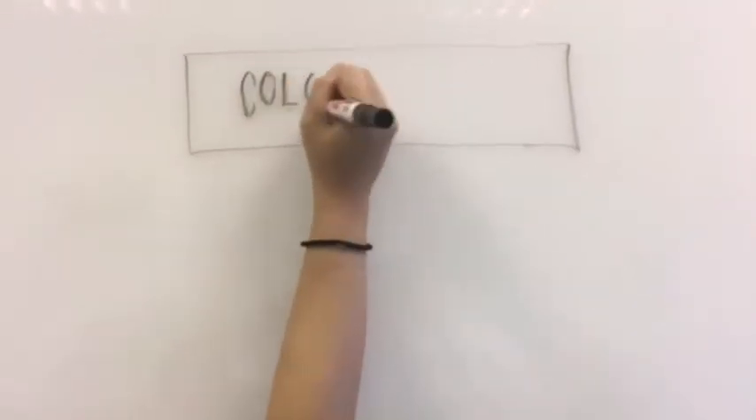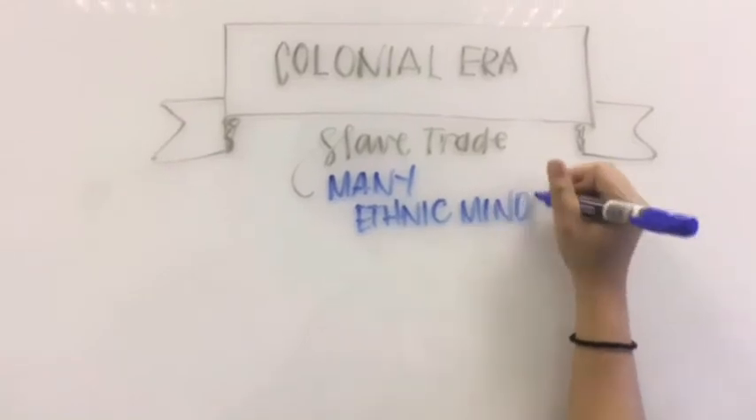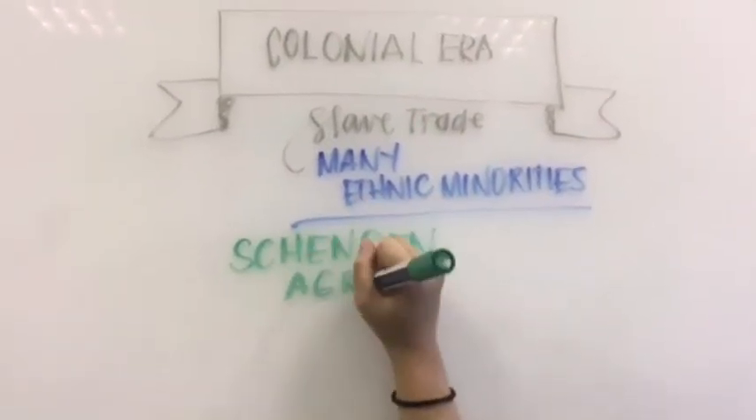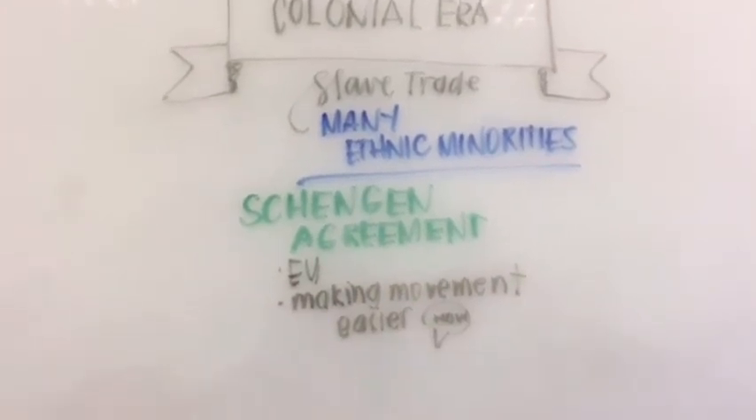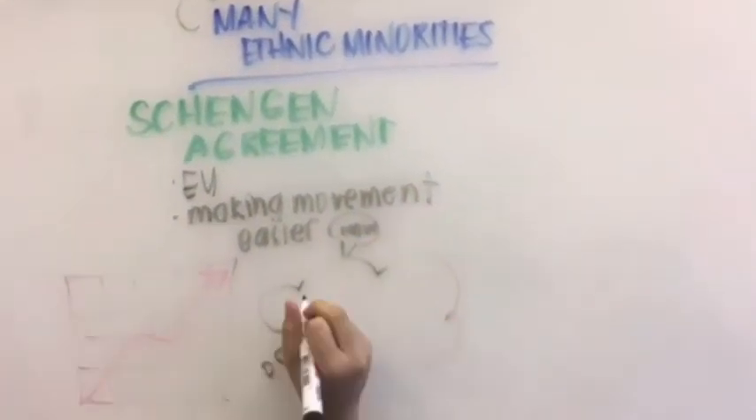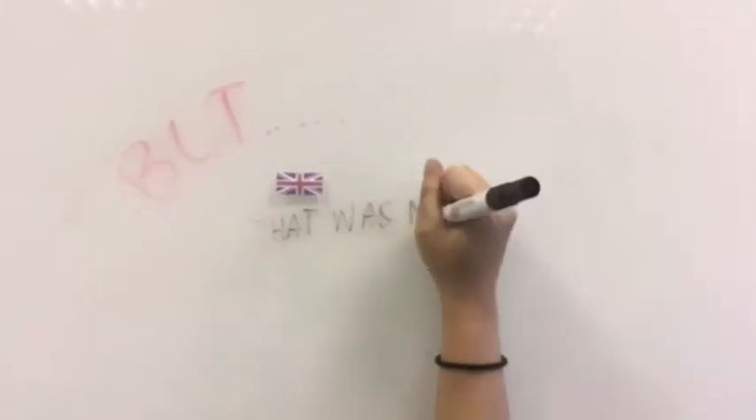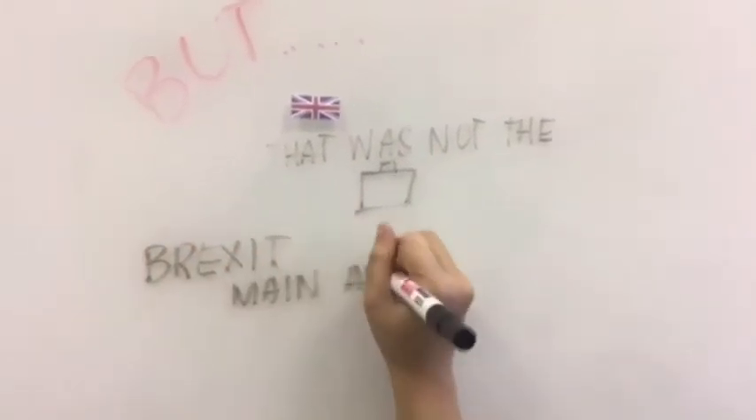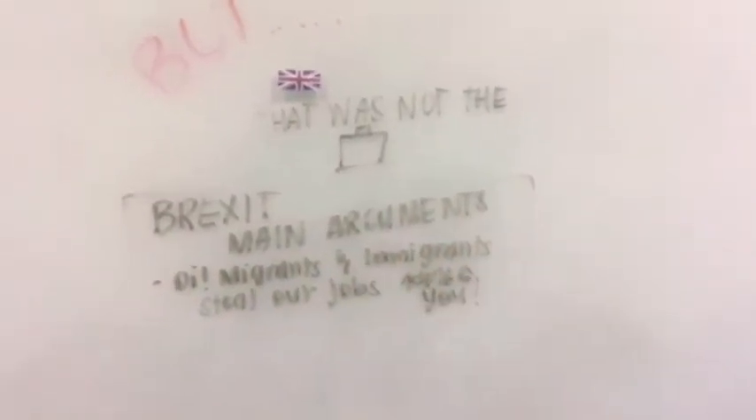Ever since the colonial era, migration has already been an issue because of the slave trade. With the establishment of the Schengen Agreement and the EU making the movement of people easier, migration to other EU countries is more possible. Because of this, the flow of labor, goods, and services was made easier, therefore boosting the economy of most EU states. And that was not the case in the UK, as migration was one of their main arguments for wanting to leave the EU, thus Brexit happening.